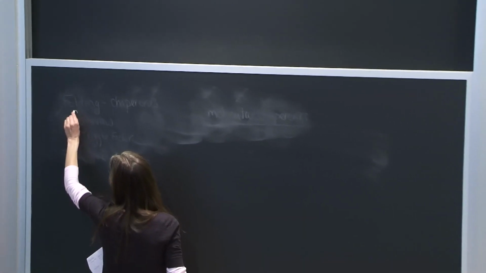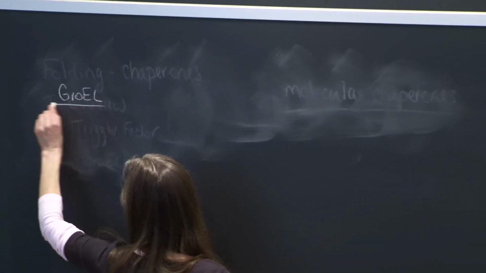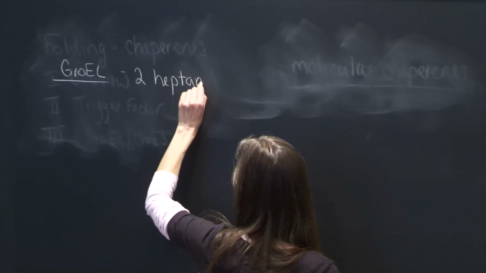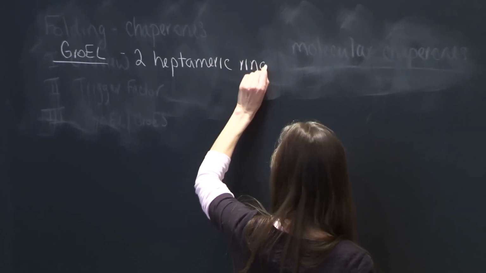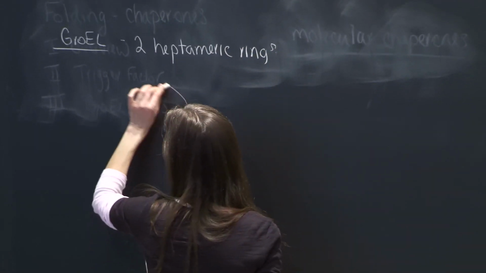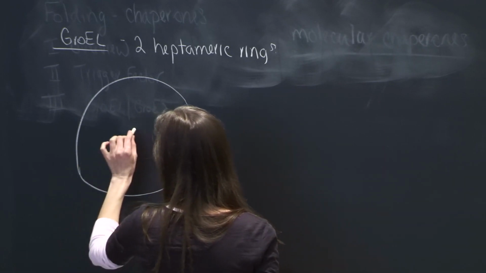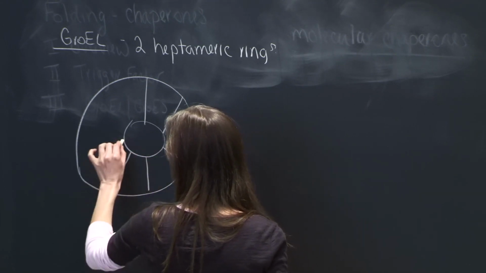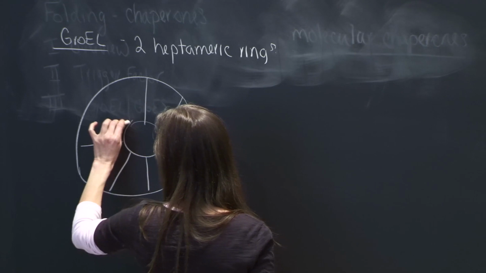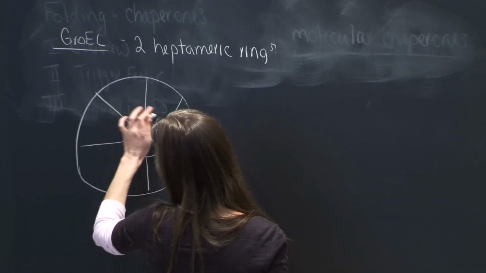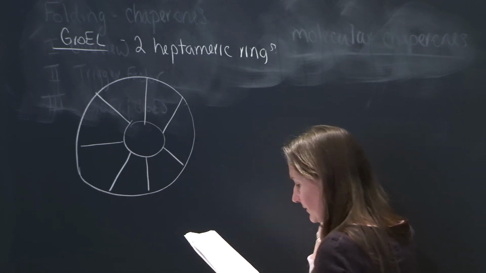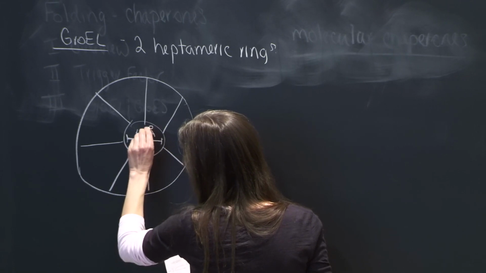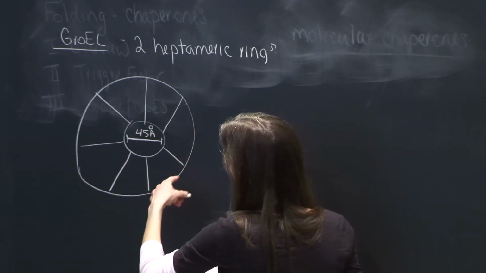Okay. So for GroEL, what we have are two heptameric rings. Okay, and so if we look from the top here, what we have are the 7 subunits arranged in this ring.